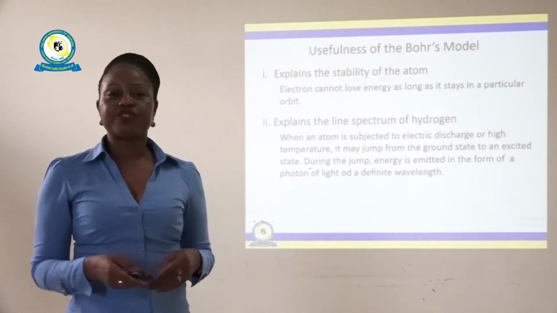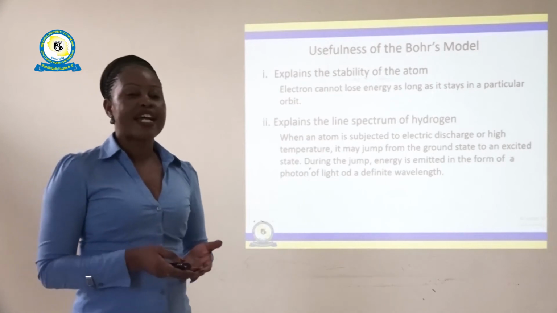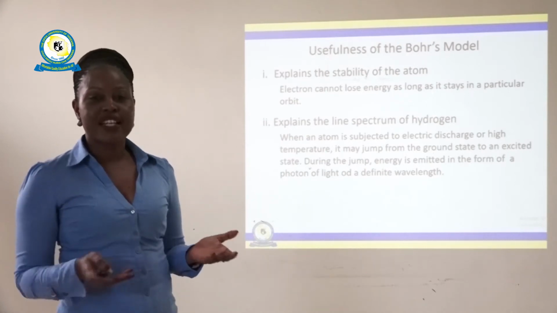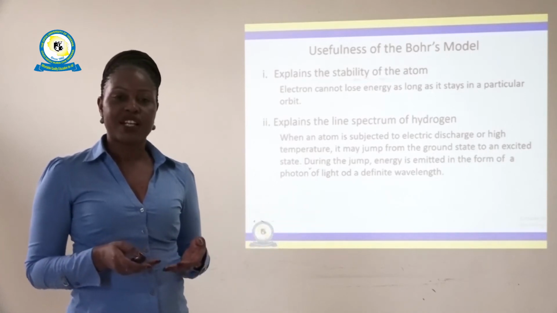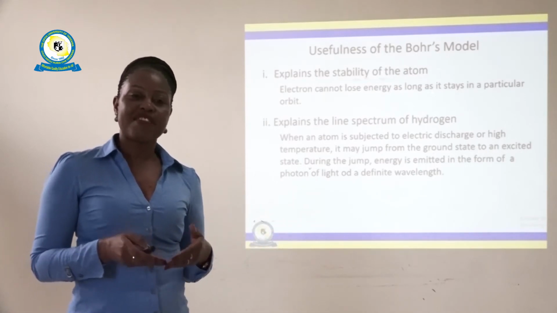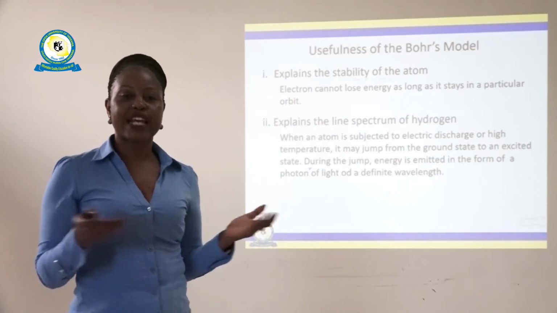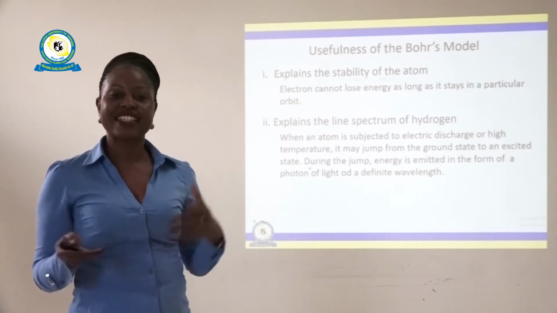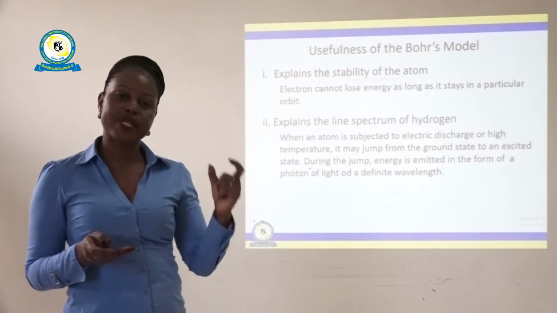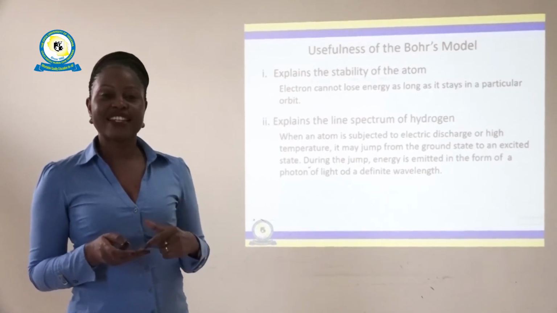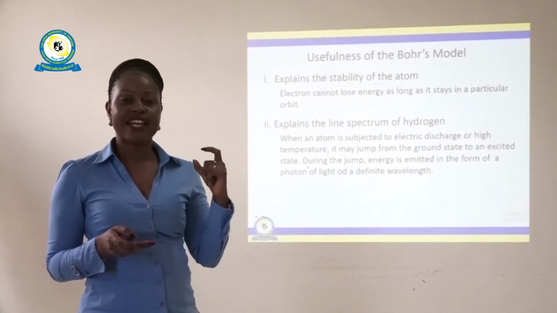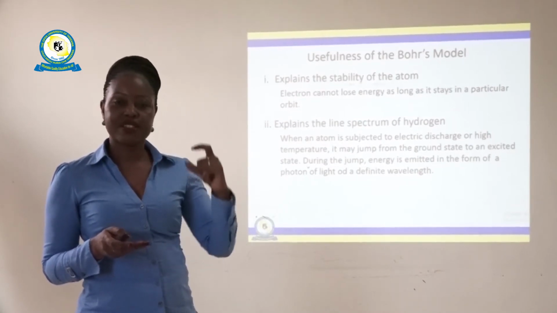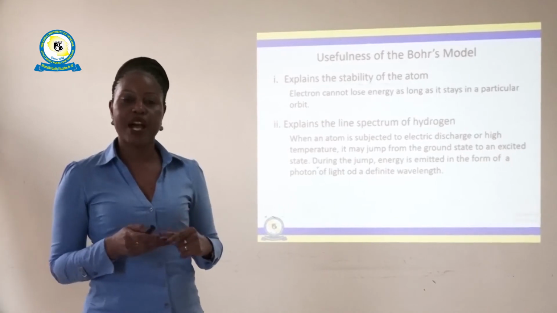Now, what was the usefulness of this new model? It explained the stability of an atom, which was not done by the previous model. It was discovered that electrons cannot lose energy as long as they stay in their particular orbit. Another thing is that this new model explains the line spectrum, using the example of the line spectrum of hydrogen.